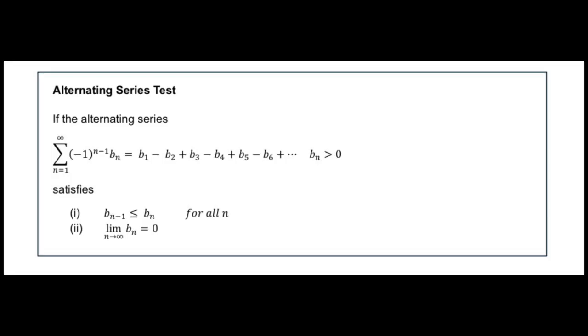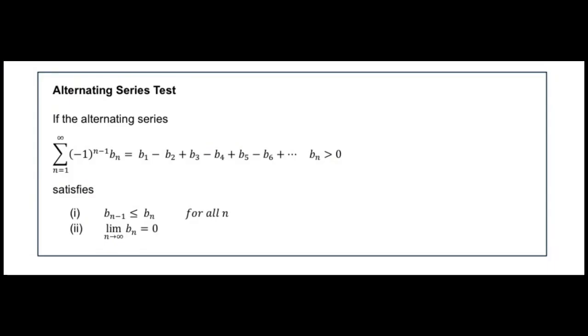Let's start with the alternating series test. An alternating series is a series where the signs of the terms alternate. That means they switch between positive and negative. It looks like b sub 1 minus b sub 2 plus b sub 3 minus b sub 4 plus b sub 5 minus b sub 6, and so on and so forth.